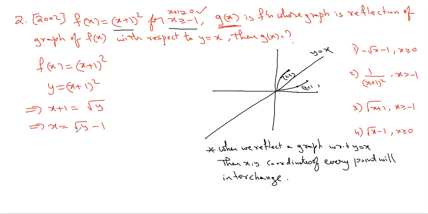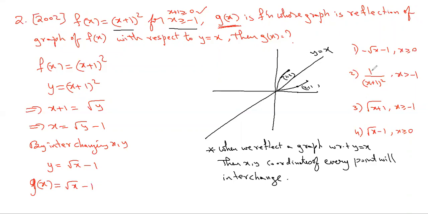So after writing x as the subject, based on this theory point, when we reflect the graph of a function with respect to y equal to x, the xy coordinates of every point will interchange. So the definition also you get by interchanging the xy coordinates. By interchanging x comma y, you get y equal to root x minus 1. So automatically y is nothing but g of x. G of x is equal to root x minus 1.